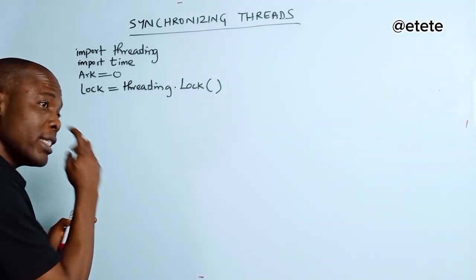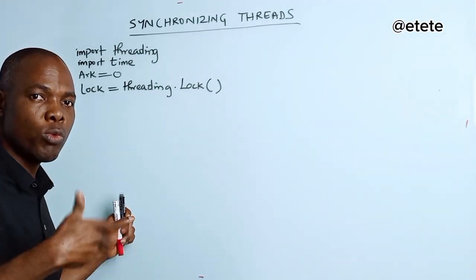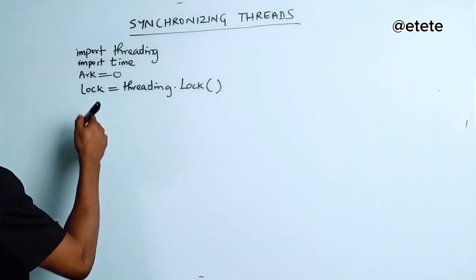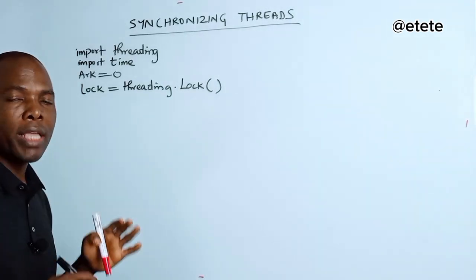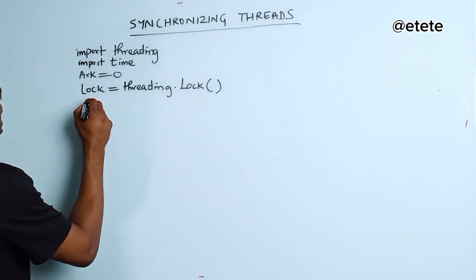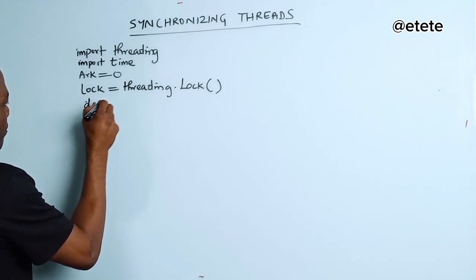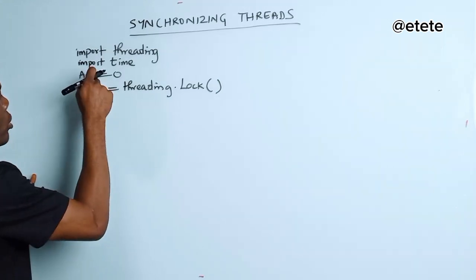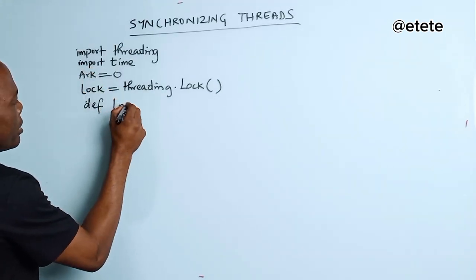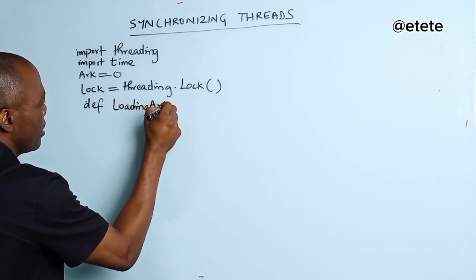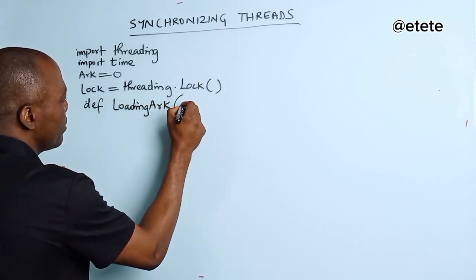So the next thing is let's create the action. What is it we want to do? The action will be a function. So we'll say def, define, and what is it we want to do? We want to load this ark. So loading ark. And then we'll give it a name.